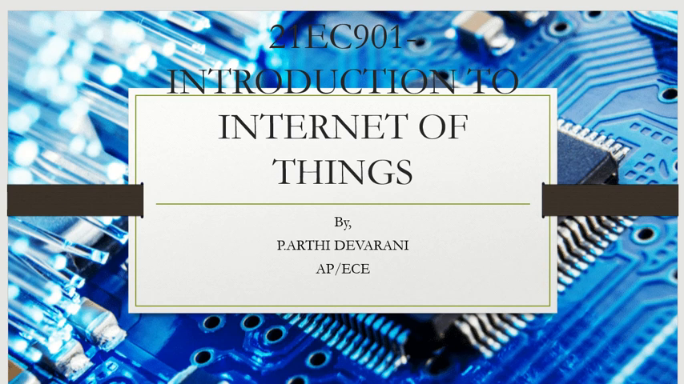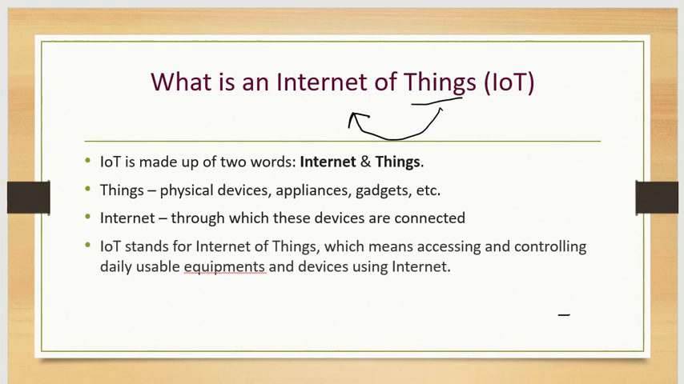Today we are going to see Unit 1, Introduction to Internet of Things. What is Internet of Things? The Internet of Things is made up of two different words, that is Internet and Things. The things are the physical devices, appliances, and gadgets, and the Internet is how we connect the devices. So IoT stands for each and everything around us that can be connected by the Internet, that is called Internet of Things.